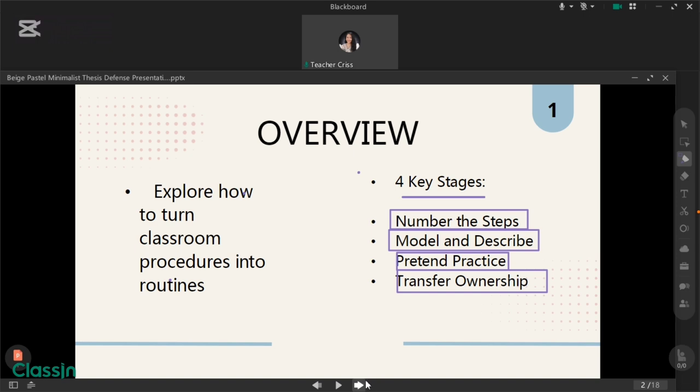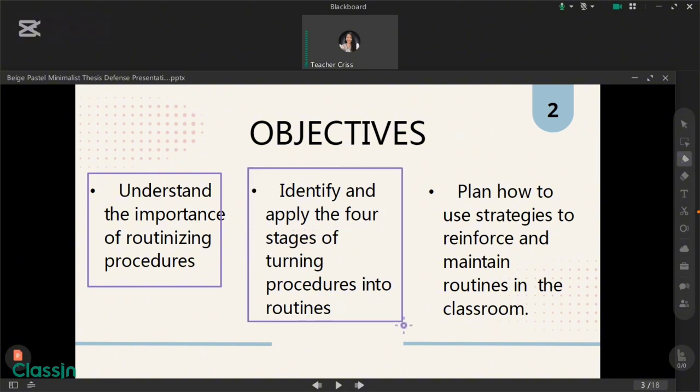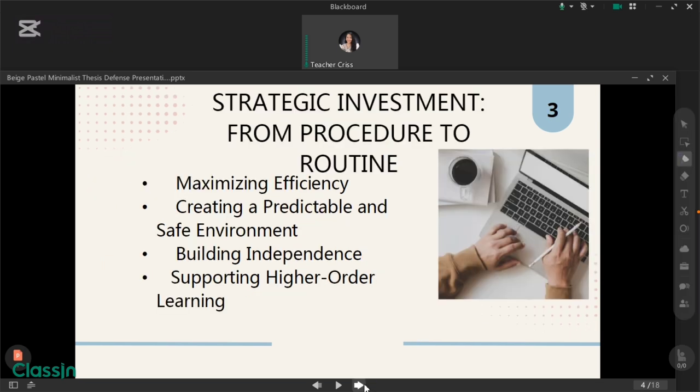Hopefully, by the end of the lesson, we will be able to understand the importance of routinizing procedures, identify and apply the four stages of turning procedures into routines, and plan how to use strategies to reinforce and maintain routines in the classroom.